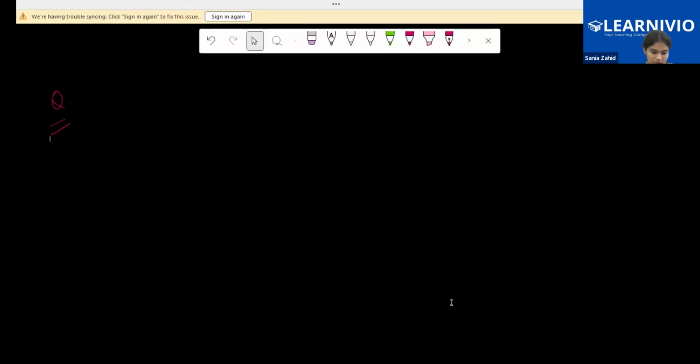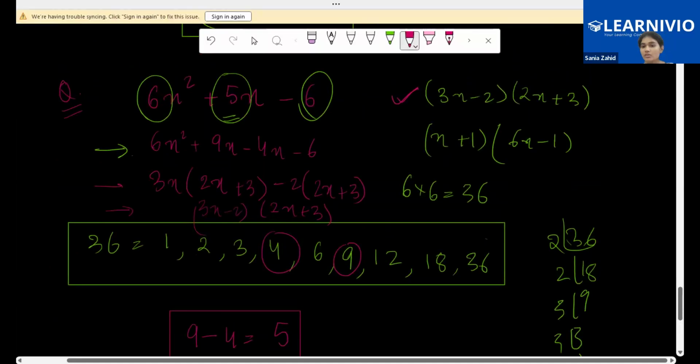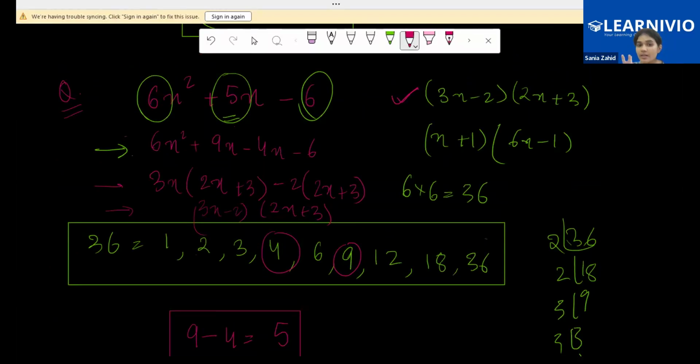Next we have... Wait, ma'am, I didn't understand the previous question. Okay, please look here, Hafsa. This was the question, 6x square plus 5x minus 6, right? So 5x I had to break down into two numbers, so I broke it down into 9x minus 4x. 9 into 4 gives you 36 and 9 minus 4 gives you 5. So I take 9x minus 4x.